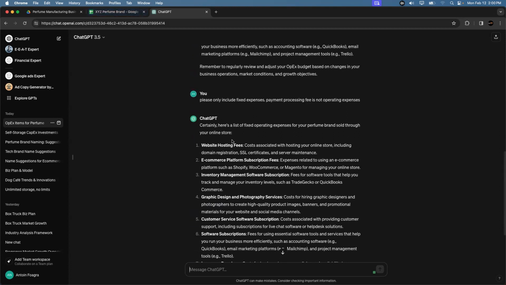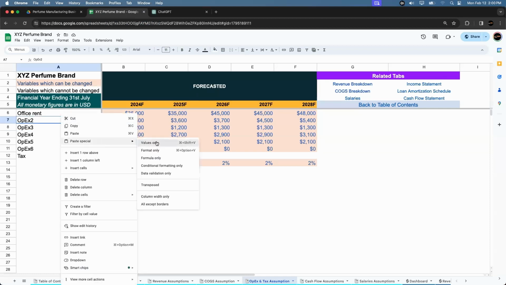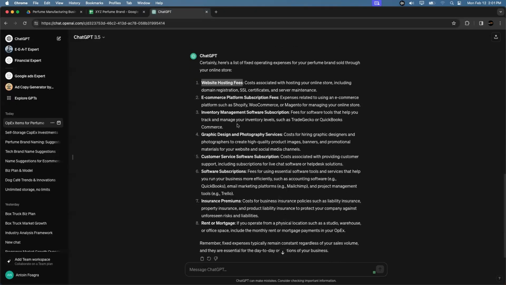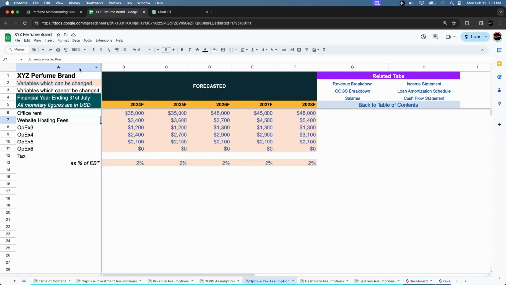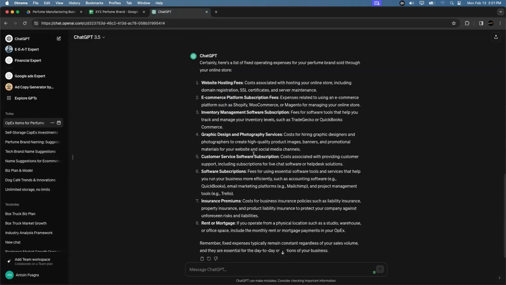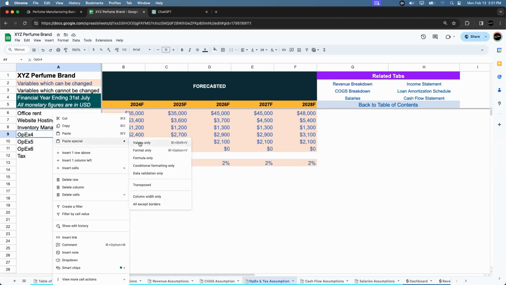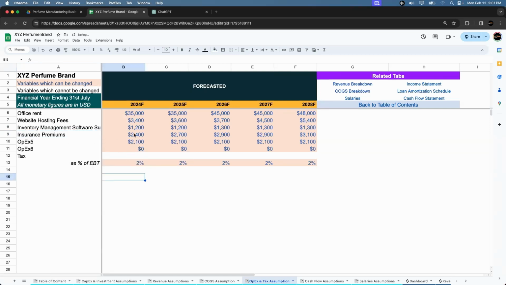So I can mention website hosting fees. Then we have inventory management software subscription. Then we can have insurance premiums, and the rest of the stuff we can keep empty. Let's make it 0.